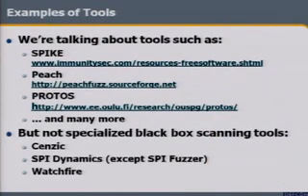So just to clarify what I'm talking about when I say fuzzing, because I think it can be a little bit vague these days. It's not necessarily a well-defined field. I'm talking about tools that are really much more on the random side of input rather than the known attack side of input. So I'm talking about tools like Spike, Peach, Protos, not necessarily black box testing tools like Sensic, SpyDynamics, and Watchfire.